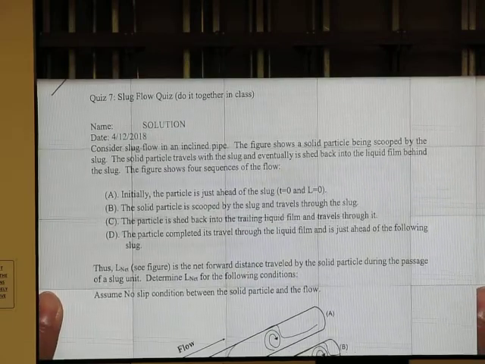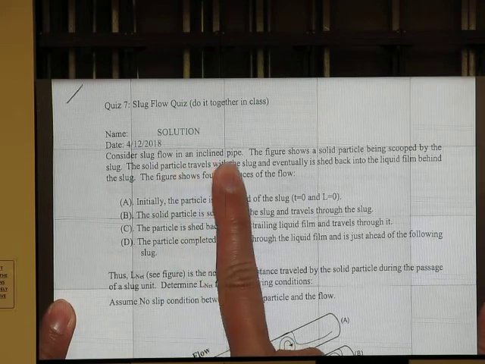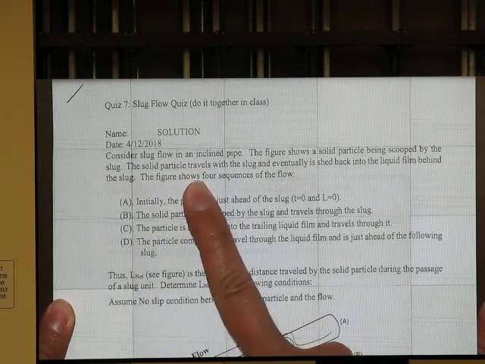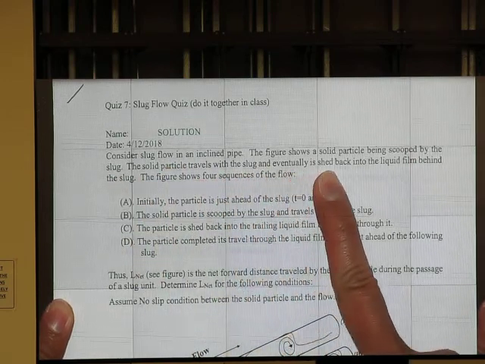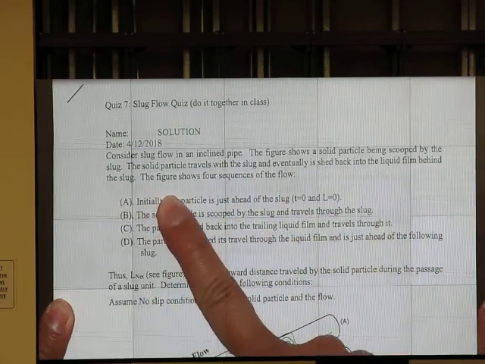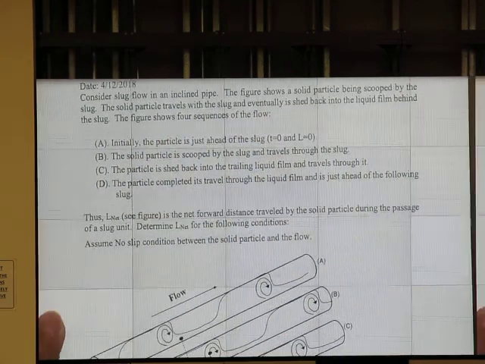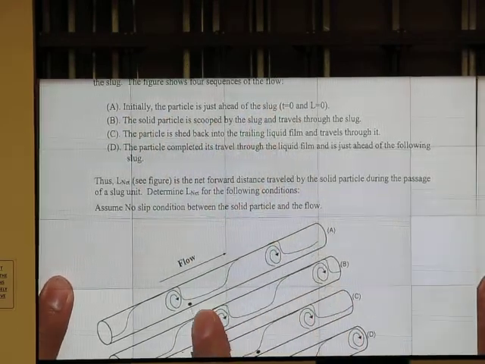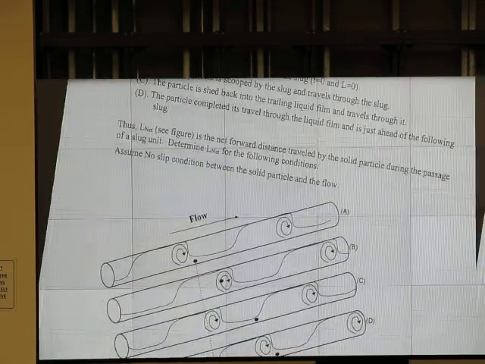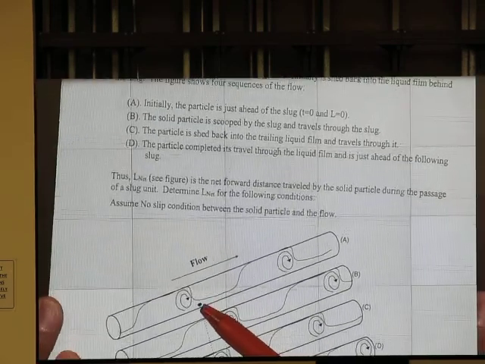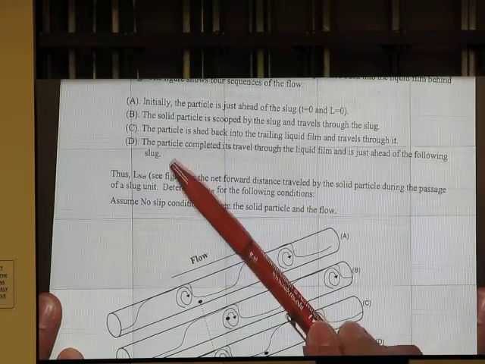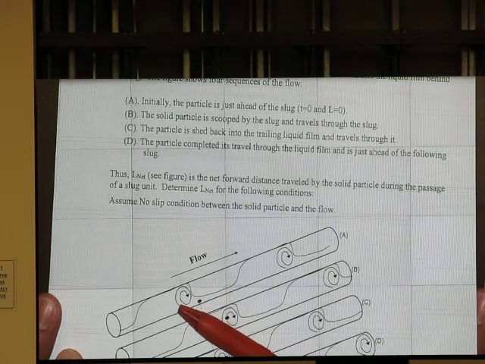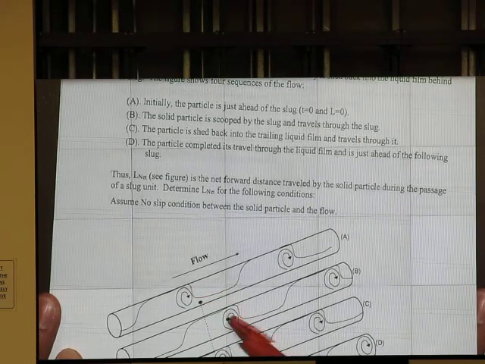Okay. This is about modified flow that we didn't cover, and we shall go through it together. In this case, consider slug flow in an inclined pipe. The figure shows the solid particle being scooped by the slug. The solid particle travels with the slug and eventually is checked back into the liquid film behind the slug. The figure shows four sequences. A. Initially, the particle is just ahead of the slug. So we have a solid particle over there, ahead of the slug. And B, the solid particle is scooped by the slug and travels through the slug. So the solid particle gets picked up by the slug. So it's scooped by the slug.